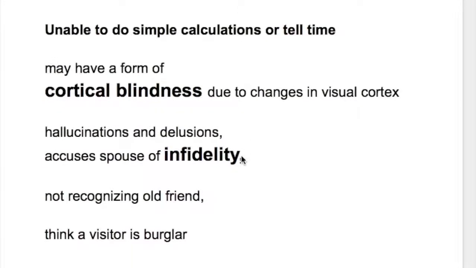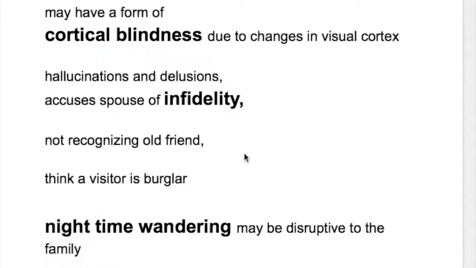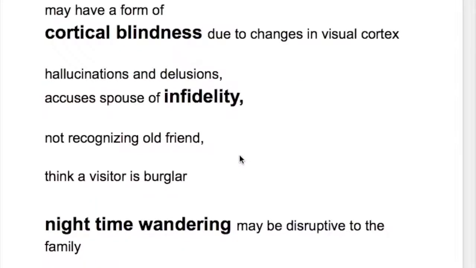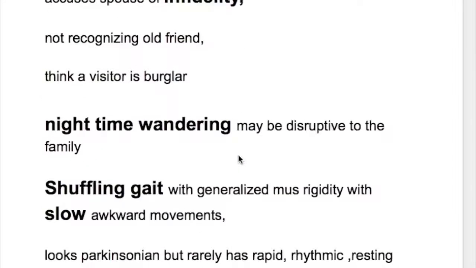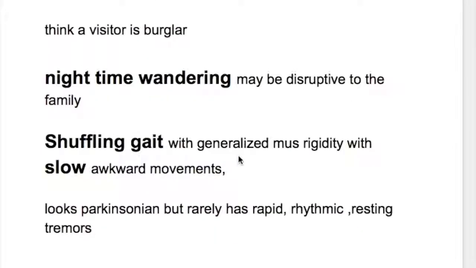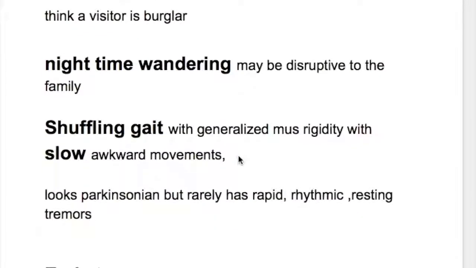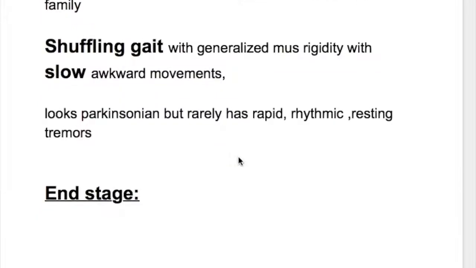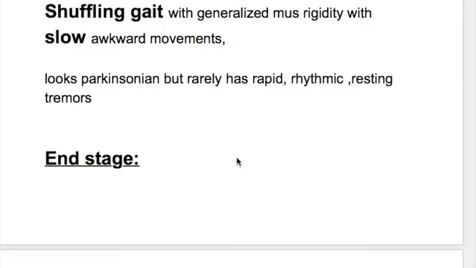They may have a form of cortical blindness due to changes in visual cortex, hallucinations, delusions. They may accuse their spouse of infidelity. They may not recognize old friends. Think a visitor is a burglar. Nighttime wandering may be disruptive to the family. Shuffling gait would be present with generalized rigidity, with slow awkward movements. This looks Parkinsonian but rarely has rapid rhythmic resting tremors.